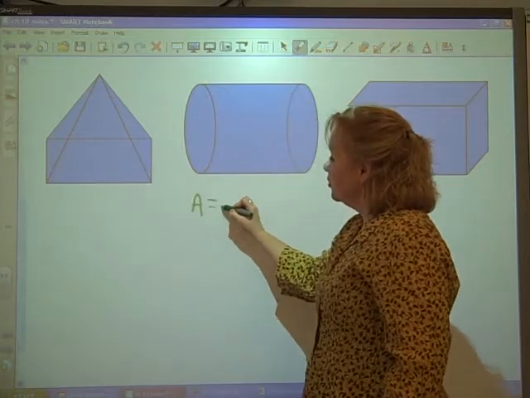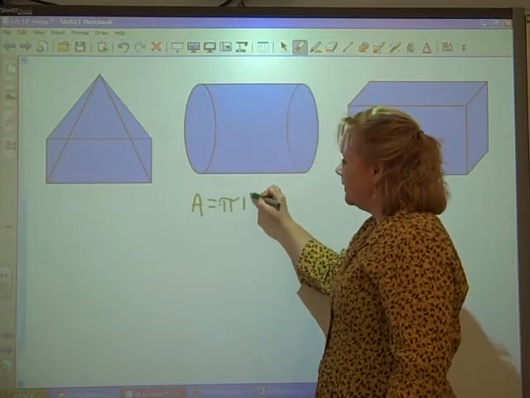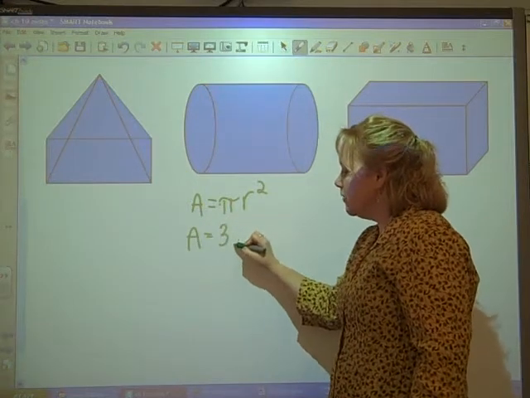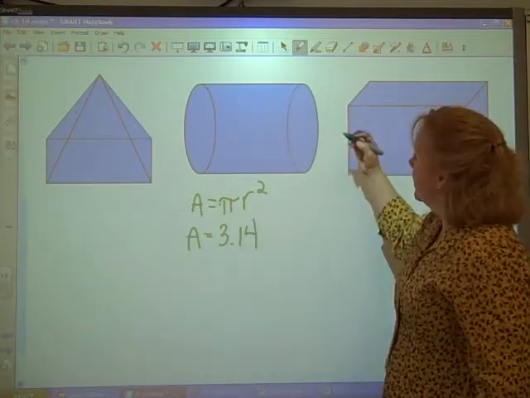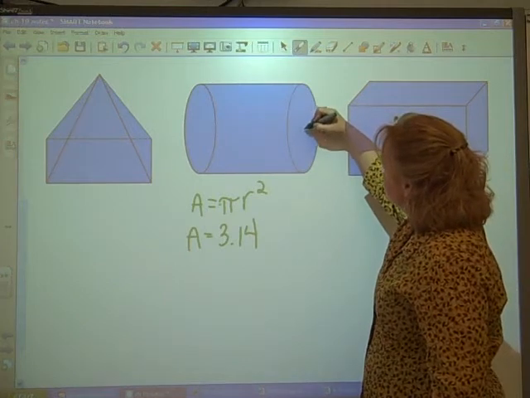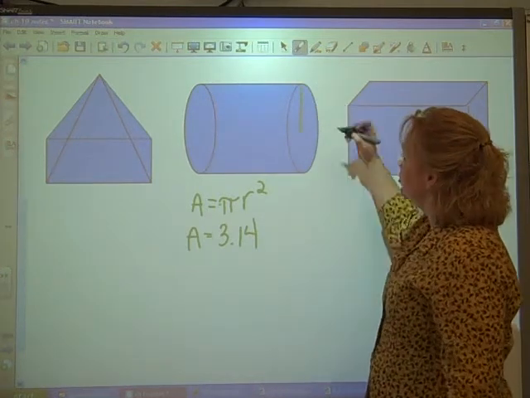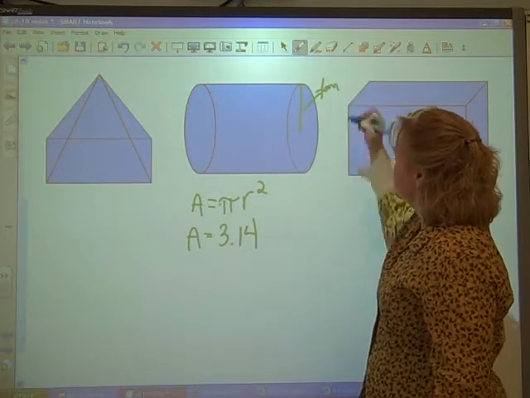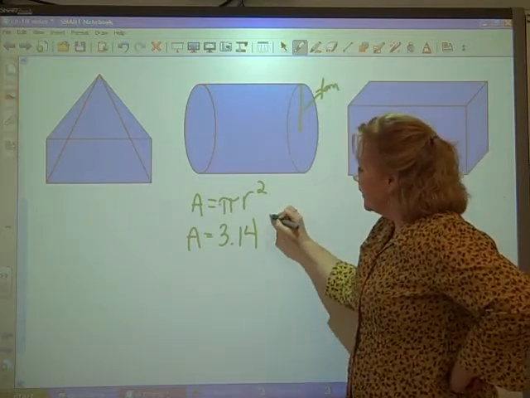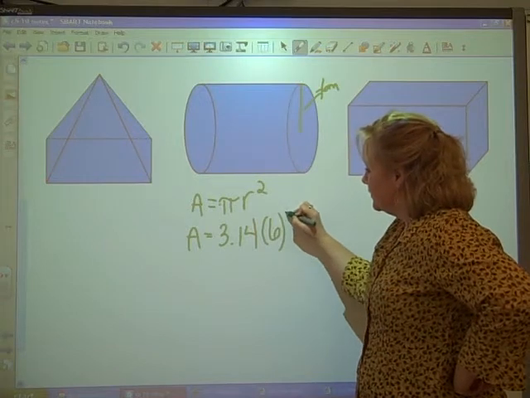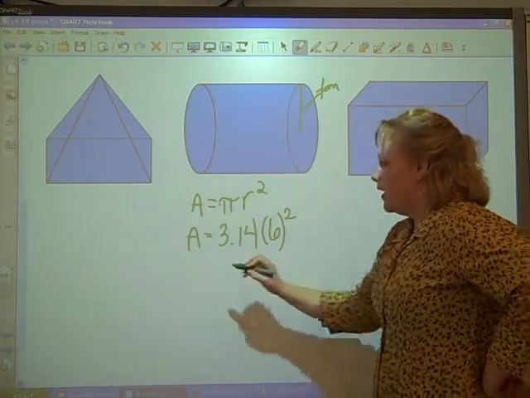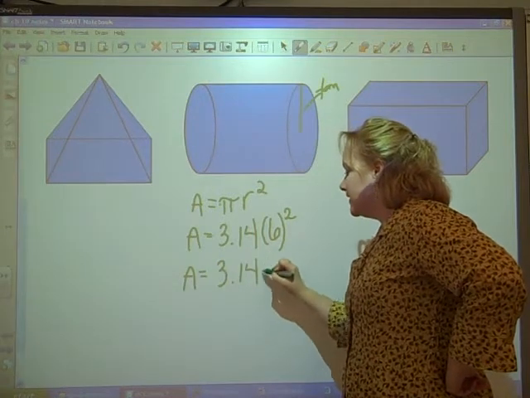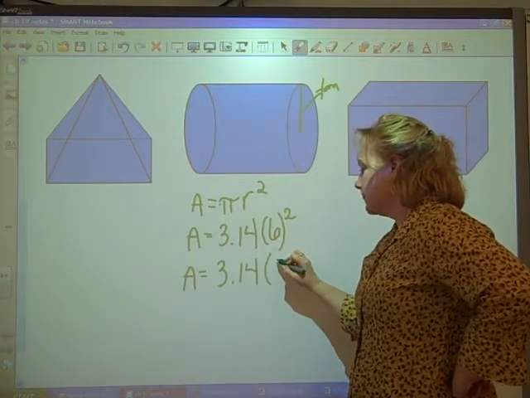So area of a circle, remember, is pi times radius squared. Remember, we're going to use 3.14. Now, let's just make up some measurements here. Let's say that the radius of the circle is 6 meters. So in that case, this is going to be 6 squared. So I end up with area is equal to 3.14. What is 6 squared? 36.